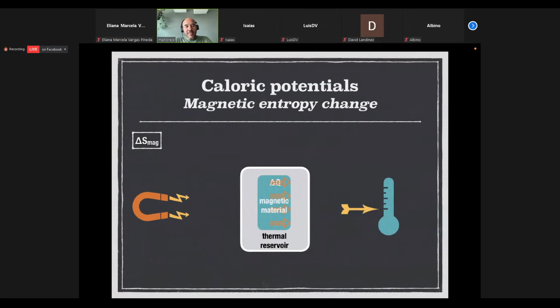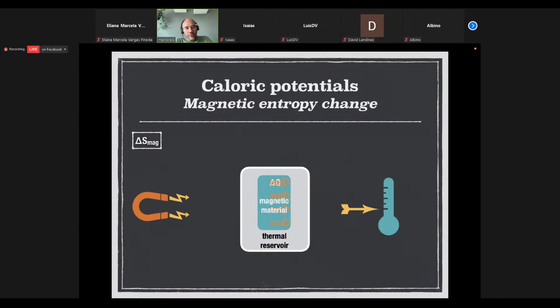And what's the main idea about caloric effects? I'm describing the magnetocaloric effect. That's intuitive, but it can be extended for other caloric effects, such as barocaloric effects. It can be understood based on two processes, the adiabatic process and the isothermal process.